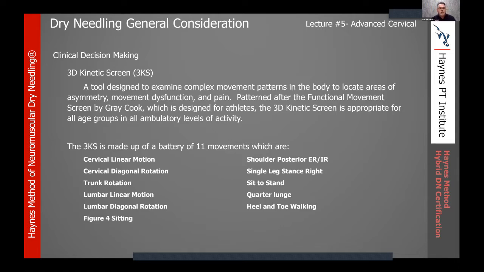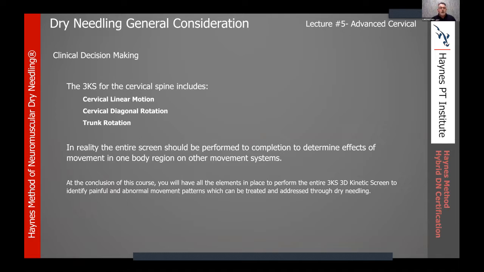But for the purposes of the advanced cervical lecture here, the 3KS for the cervical spine includes our cervical linear motion, our cervical diagonal rotation, and our trunk rotation. In reality, the entire screen should be performed and scored to completion to determine the effects of movement in one body region on the other movement systems. And at the conclusion of this entire course, you'll have all the elements in place to perform the entire 3KS, 3D kinetic screen, to identify painful and abnormal movement patterns, which can be treated and addressed through dry needling. But these are the three that we'll look at for the cervical piece.